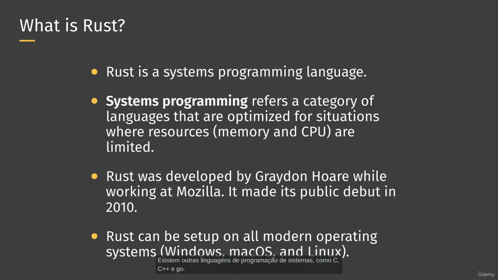There are other systems programming languages out there like C and C++ and Go, but Rust's language design enables the speed of those languages, but with additional safety and stability. Rust was developed by Graydon Hoare while working at Mozilla, and it made its public debut in 2010. Today, Rust can be set up on all modern operating systems, including Windows, macOS, and Linux.